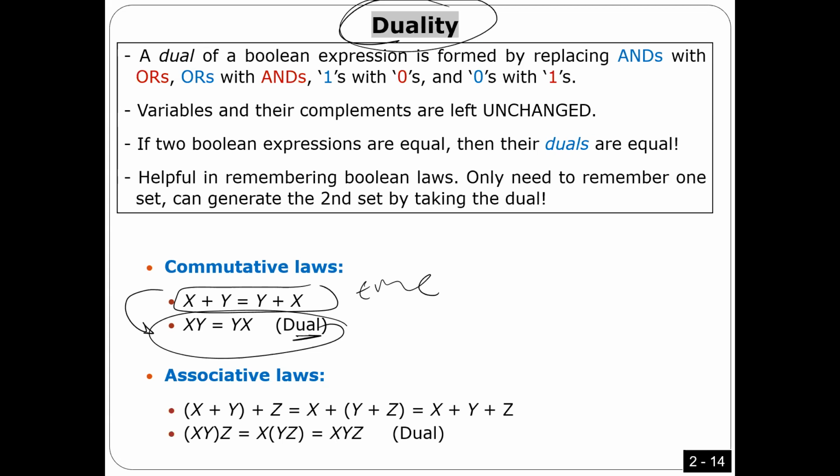If this one is true, this one is true. So if the statement is true, the dual is true. You got what I'm saying? So this one is the dual of this one, or the opposite. This one and this is the dual of it.